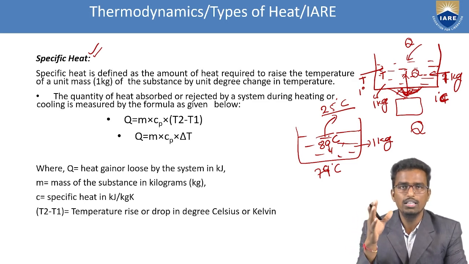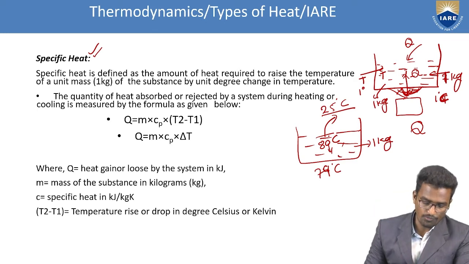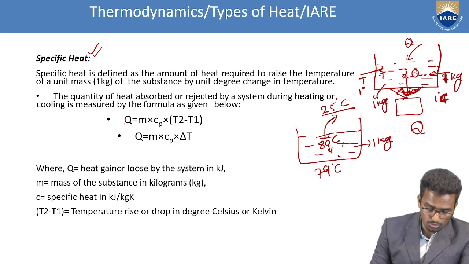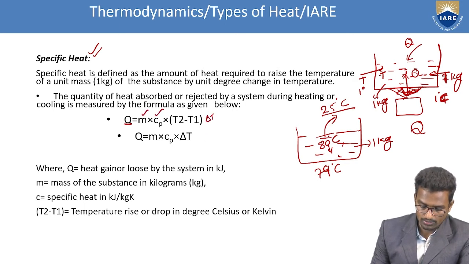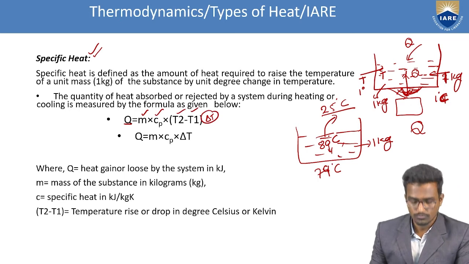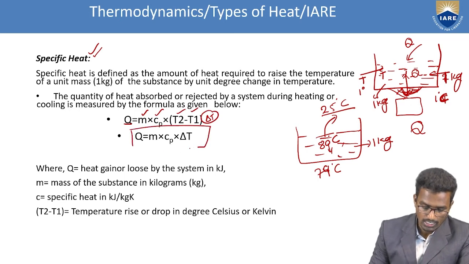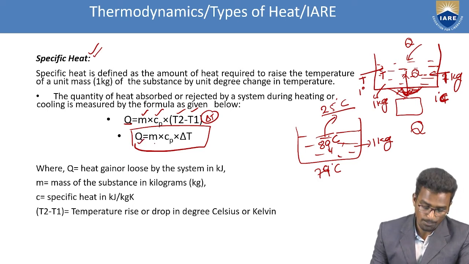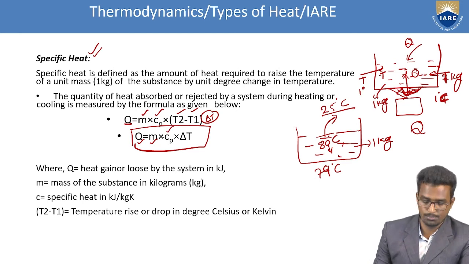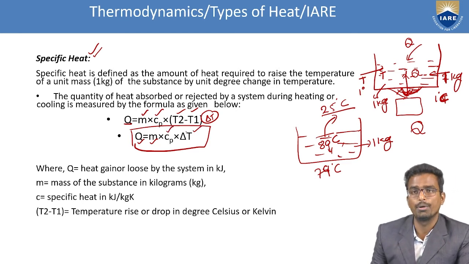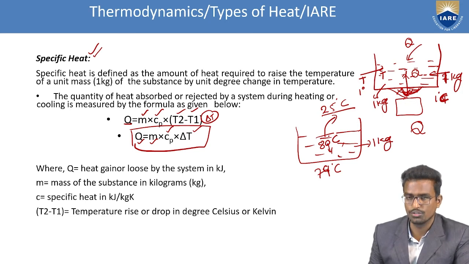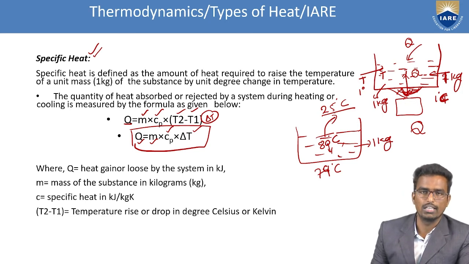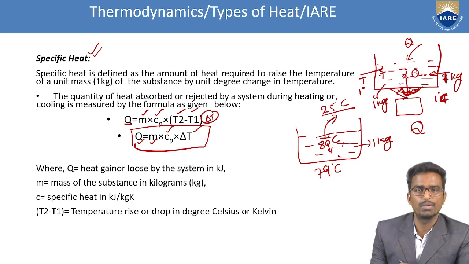We have a formula to measure that: Q is equal to M into Cp into delta T, where delta T means change in temperature. In short form it is called M Cp delta T. Q is the amount of heat, M is the mass of the substance, Cp is the specific heat at constant pressure, delta T is the change in temperature. Assume this is 80, this is 24; the difference is called delta T. This is called specific heat.